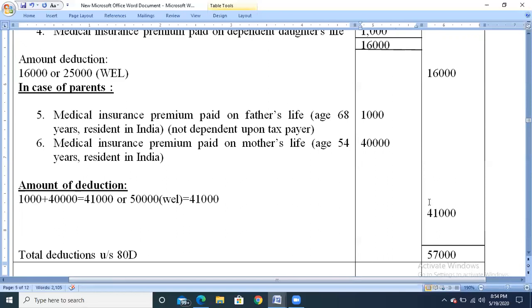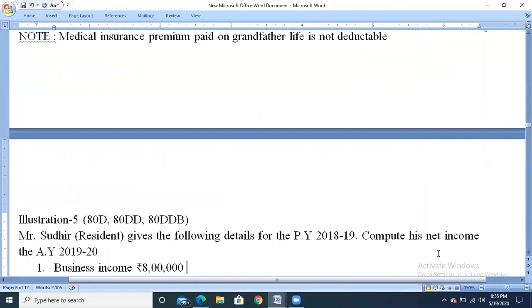So we need to calculate the total deductions under section 80D. Total deduction amount is 16,000 in case of family members. In case of parents, 41,000. The total deduction is 57,000. Next, they have given the note that medical insurance premium paid on grandfather's life is not deductible because we do not consider him a family member.